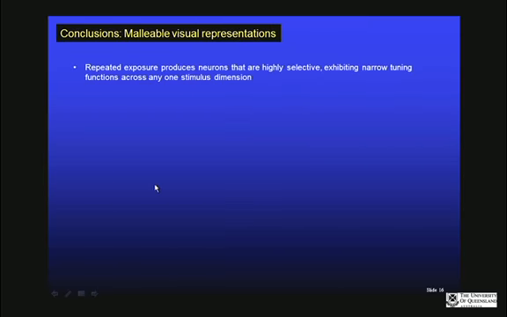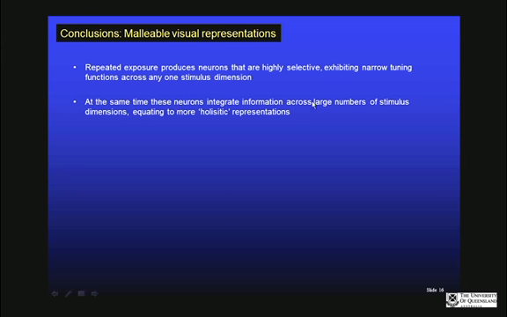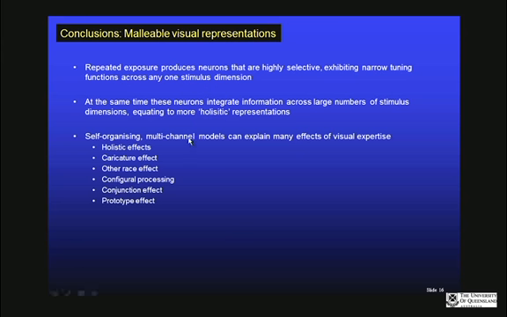Basically, let me summarize by saying what I think is going on is that repeated exposure to a particular set of stimuli produces neurons that are highly selective, and they get crushed in by all these other neurons, and they produce these representations which exhibit very narrow tuning across specific stimulus dimensions. These neurons integrate information across multiple stimulus dimensions, which means that they actually start to produce what in the face literature they call holistic representations. And it turns out that this can actually explain, within the face recognition literature, a lot of effects.